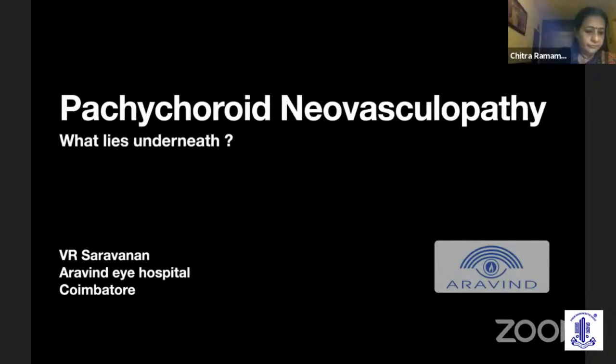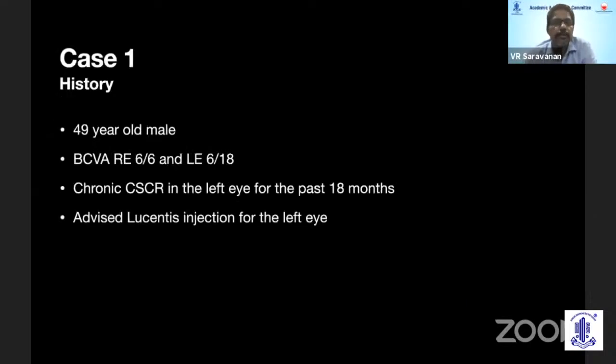Just showing the importance of doing OCT angiography in pachychoroid neovasculopathy. This is a case of a 50-year-old male, a general physician who had been diagnosed as central serous retinopathy in his left eye and has undergone two focal laser therapies elsewhere. The fluid has been persisting for more than 1.5 years, and finally he was advised injection for the left eye.